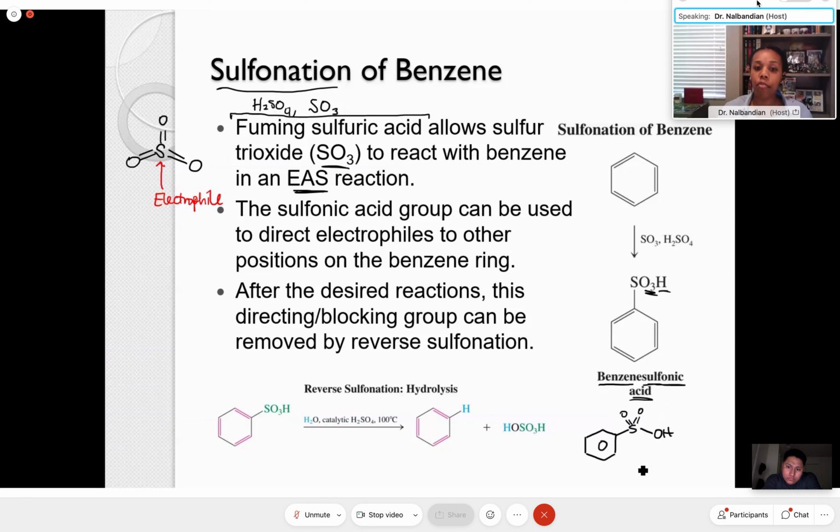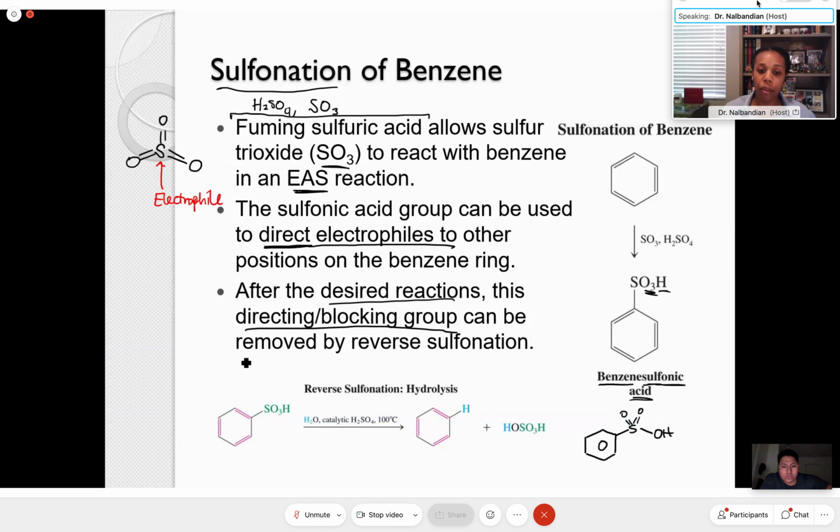And so with this sulfonic acid group, this is what's called a director. It can direct other electrophiles to the benzene ring. So we'll see this in the next chapter. What I'm telling you about right now will come up more in the next chapter. So with this, though, if you want to use it to direct electrophiles to other positions, then after you finish those reactions, we can remove this group. So it's a directing group, a blocking group.